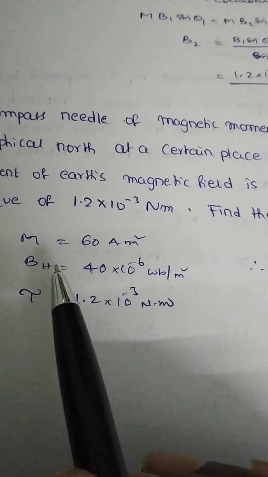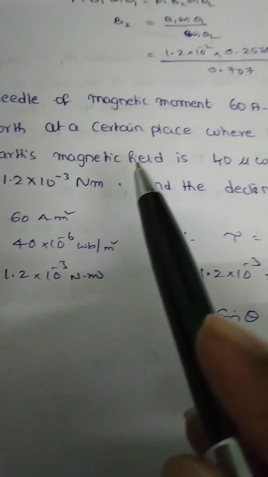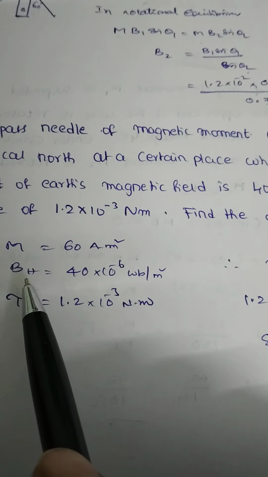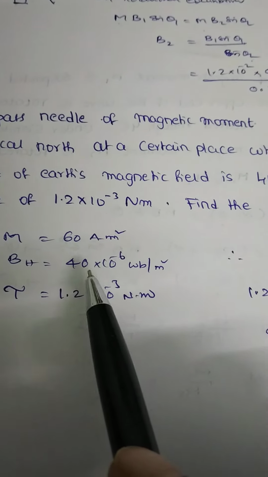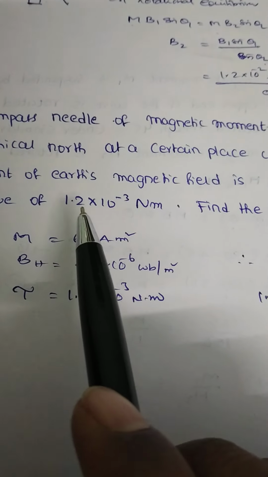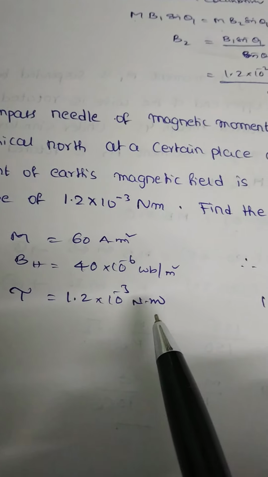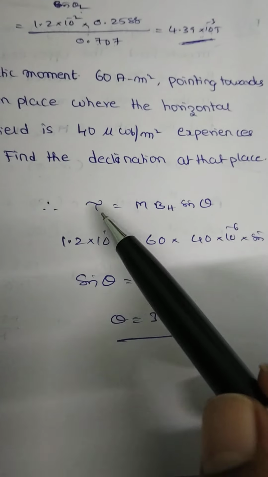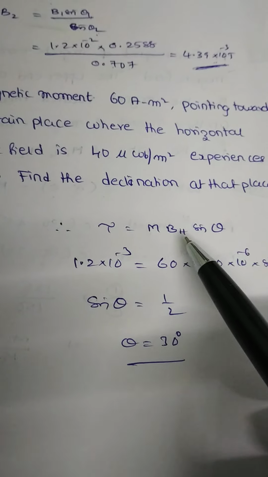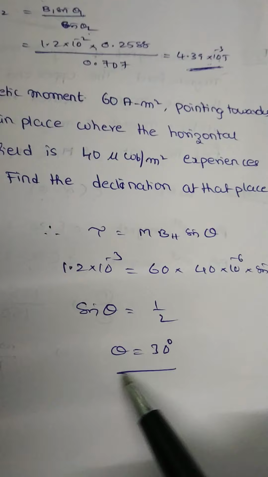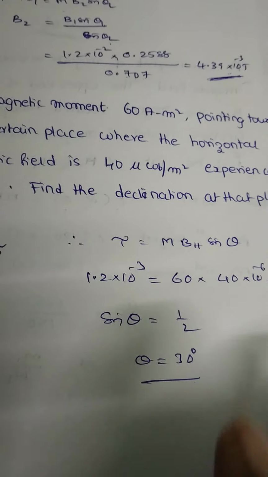So it is given capital M, the magnetic moment, is equal to 60 ampere meter square. Horizontal component of the magnetic induction is equal to 40 microweber, means 40 into 10 power minus 6 Weber per meter square. Torque acting on it, tau, is equal to 1.2 into 10 power minus 3 Newton meter. Again, the formula tau equal to M BH into sin theta. So sin theta is equal to 1 by 2 and theta becomes 30 degrees. So this is the fourth example.